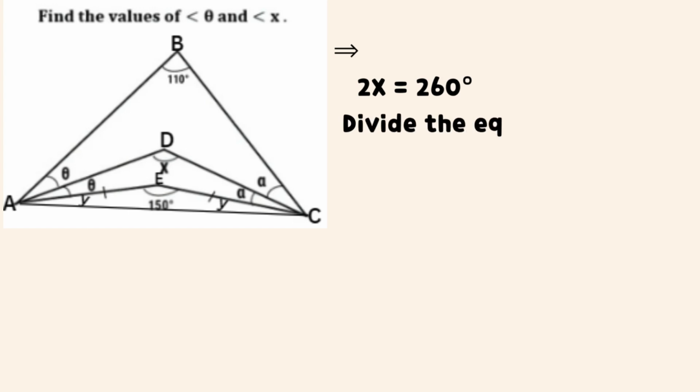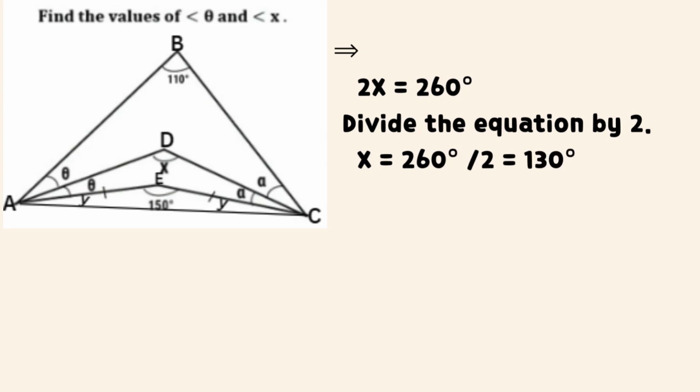It signifies that 2 times x equals 260 degrees. Divide the equation by 2. Thus, x equals 260 degrees divided by 2, which equals 130 degrees. Therefore, x equals 130 degrees.